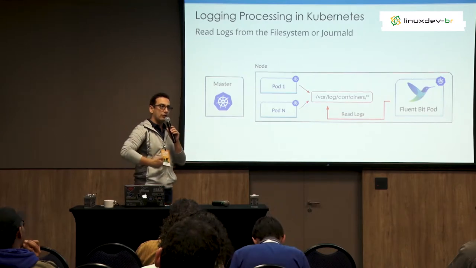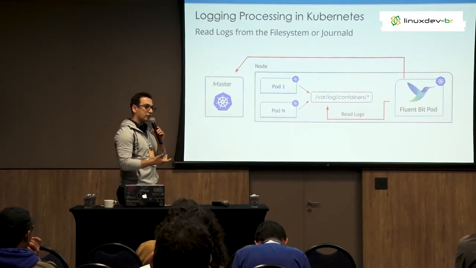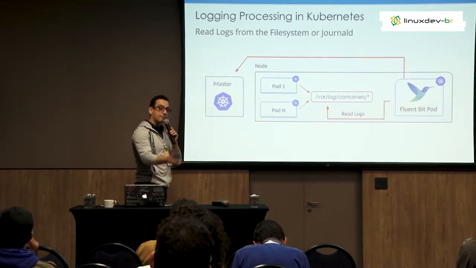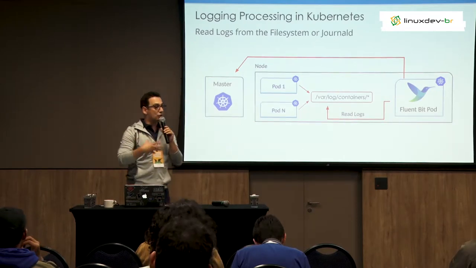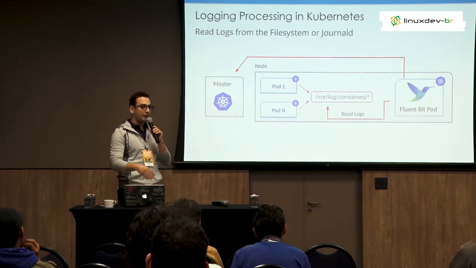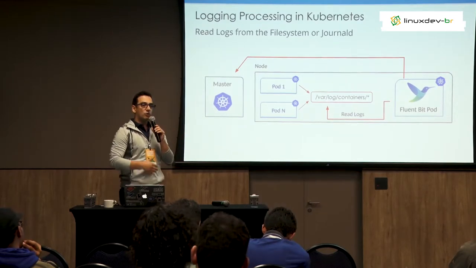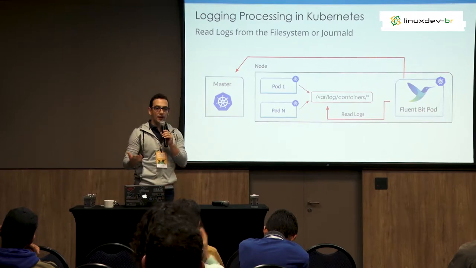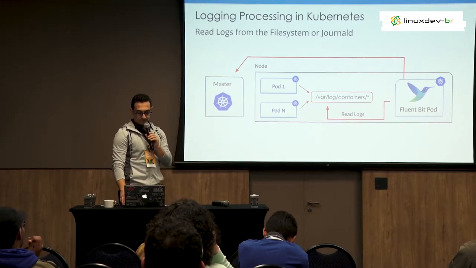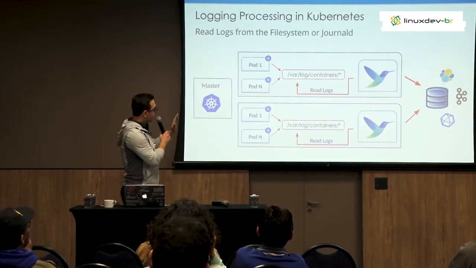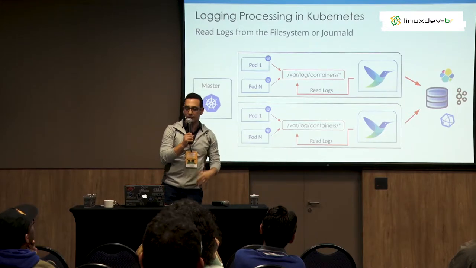But in order to get more context, we need labels and annotations, and that's why the log processor has the capability to connect to the API server, get the labels and annotations, and merge all that information together. That's what Fluentd and Fluent Bit do on Kubernetes, basically. Most Kubernetes clusters run either Fluentd or Fluent Bit, or some other flavor of log processor. And then, once it collects the data, it sends the data to your database, which can be anything, basically.